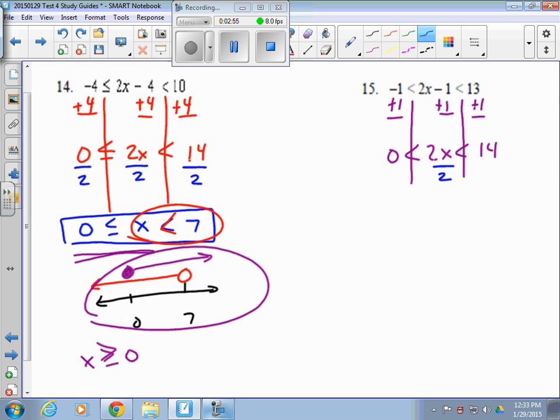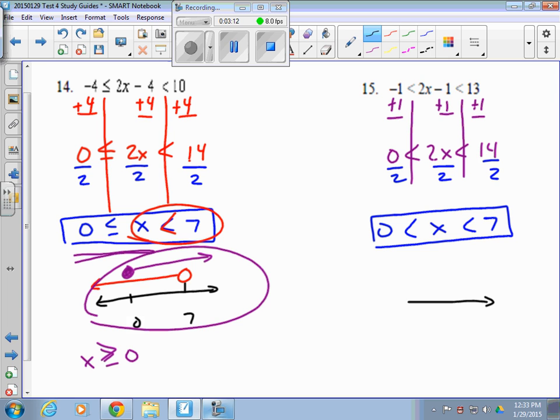Divide by 2. Do it here and here. 0 divided by anything is 0 again. That cancels out and leaves you with x. 14 divided by 2 is 7. Again, no reason to reverse the symbols. We divided by a positive number. Notice the numbers come out to be the same. The only thing that's different is one of them was less than or equal to. In both of these, neither one says or equal to.